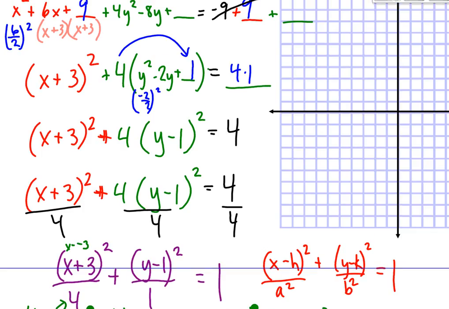The center was (-3, 1). So 1, 2, 3, (-3, 1) is the center. And then since a was 2, we go back to (-5, 1). And this one is at (-1, 1). So those are our vertices there. And then my up or down ones are at (-3, 2) and (-3, 0).